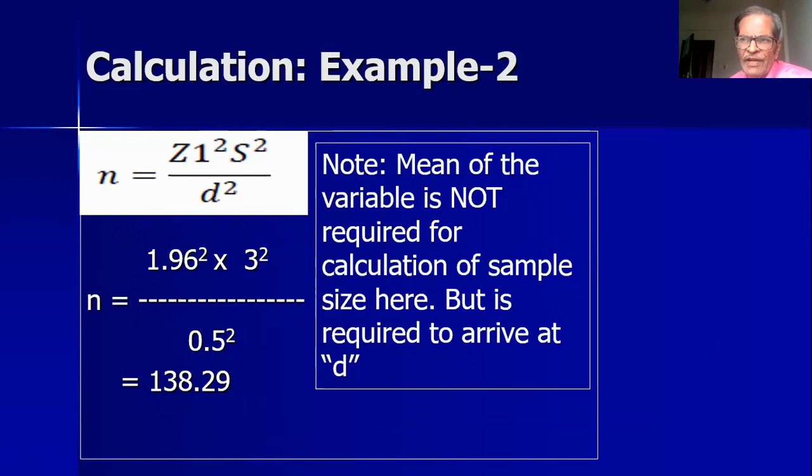That will give you a fair idea of the hemoglobin of the female employees of that organization. Note that the mean of the variable is not required for calculating the sample size here. Nowhere is the mean mentioned, but you require the standard deviation. And for that standard deviation, you require the mean. So although the mean is not directly required for calculating the sample size, it is needed for knowing the standard deviation.